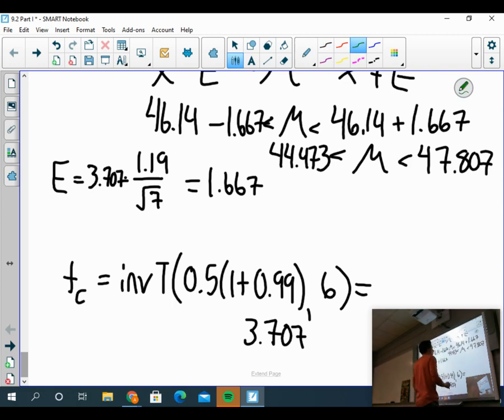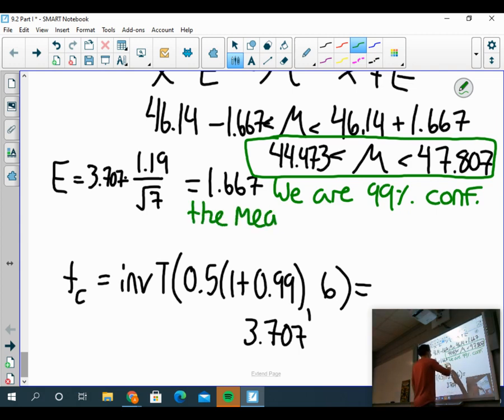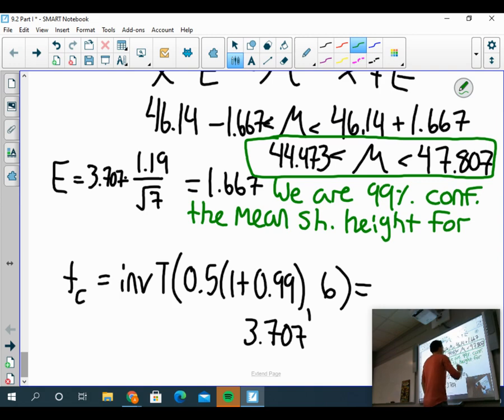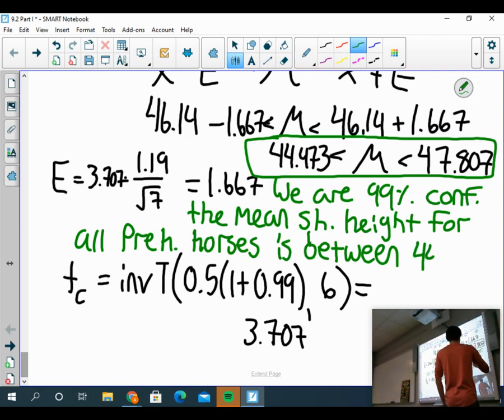You can write out our explanation here. That means that we are 99% confident that the mean shoulder height for all prehistoric horses is between 44.473 and 47.807.